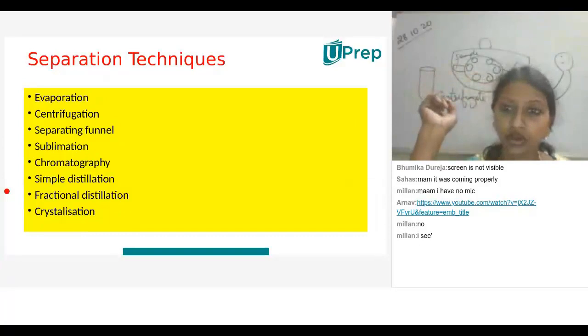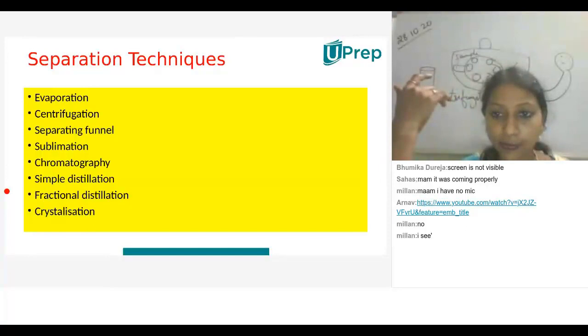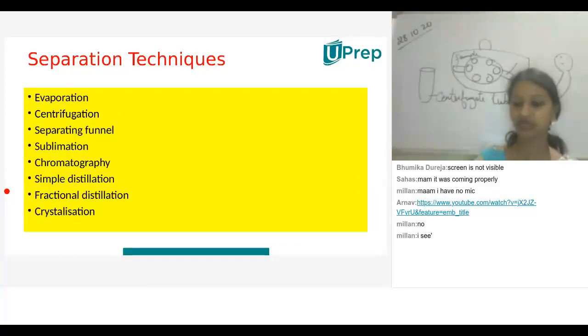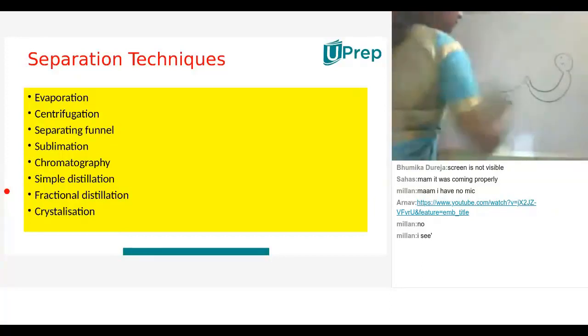Separating funnel. What do you mean by separating funnel? In what sense will we select this separation technique? Ma'am, it is used to separate two immiscible liquids. Definitely. Very good. So the separating funnel is used to separate immiscible liquids.